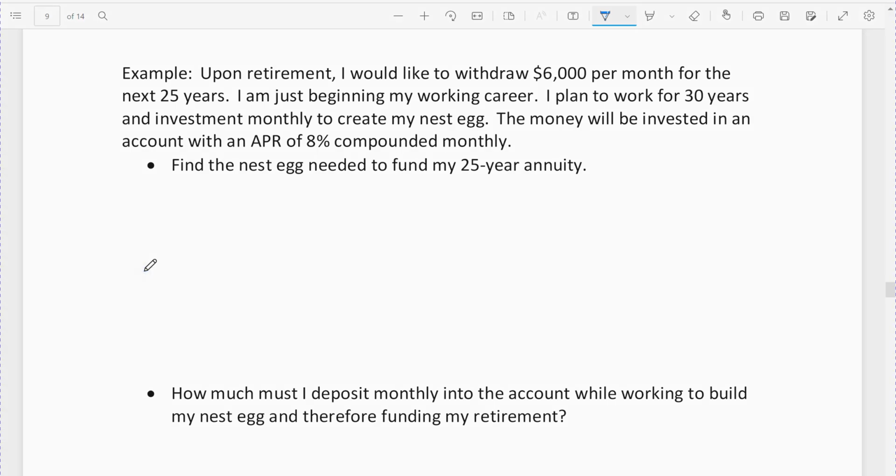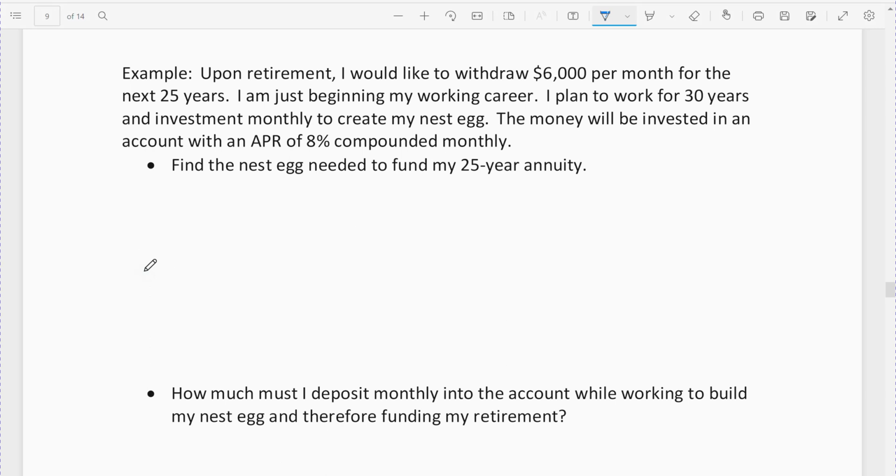All right, so this example puts it all together: the accumulation fund and the retirement nest egg. Suppose that I would like to withdraw $6,000 every month for the next 25 years upon retirement. I want to set up a retirement plan where I get $6,000 to live off of for 25 years. I'm beginning my working career.